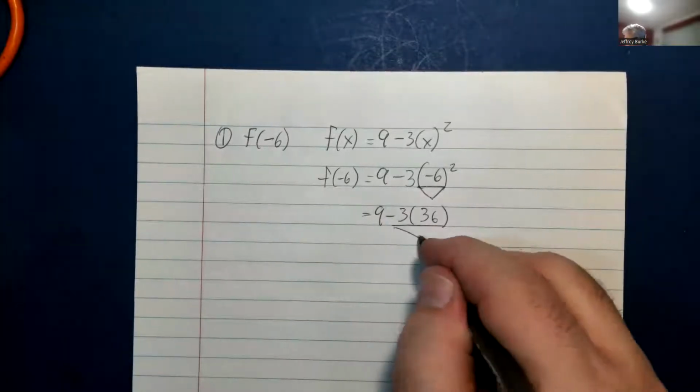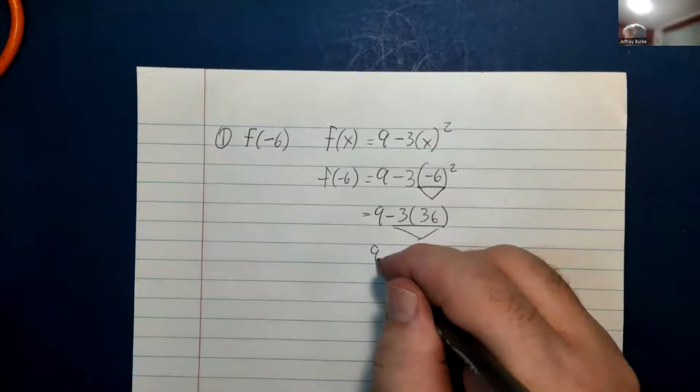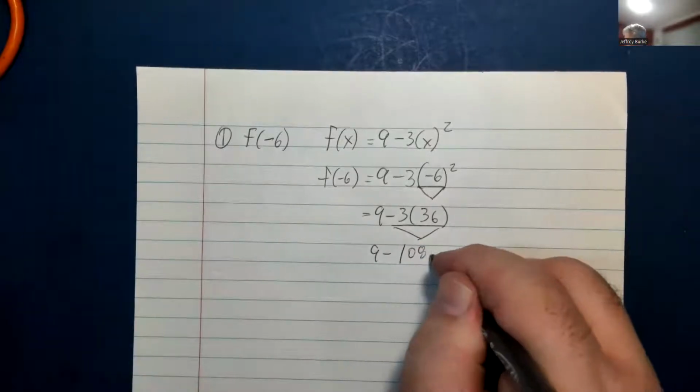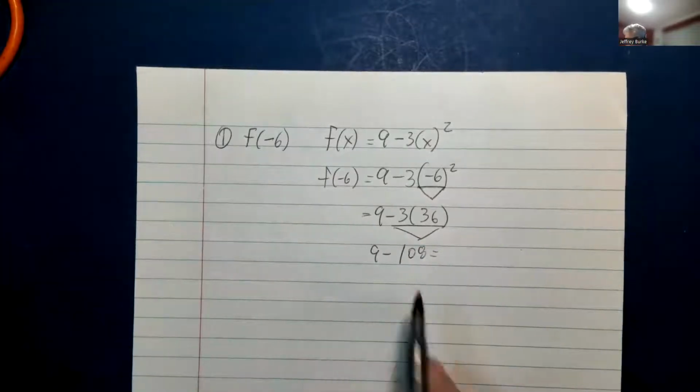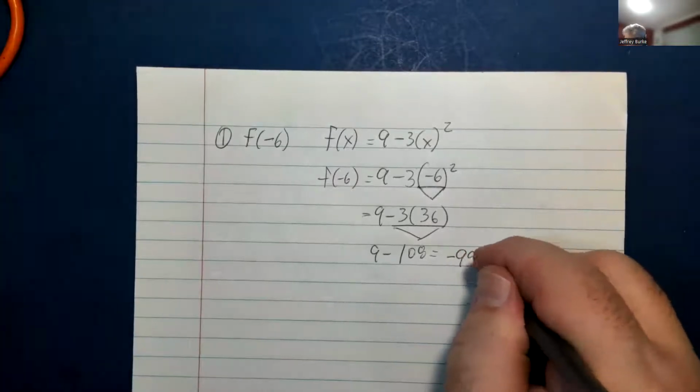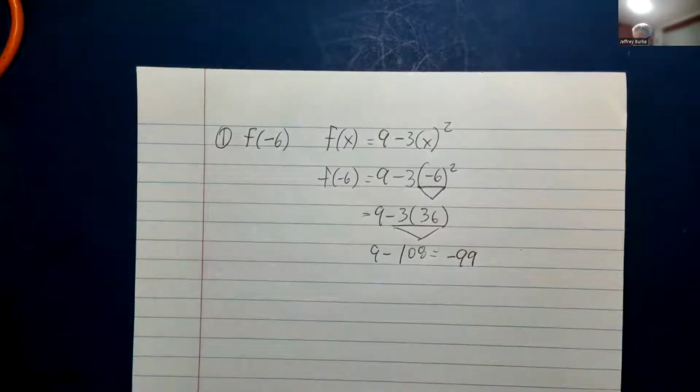-3 times 36, we have to do the multiplication first. That's going to be -108. And then 9 minus 108 will give me -99 for the answer. And I think when you got this, you also got the answer key, so I hope everyone did.